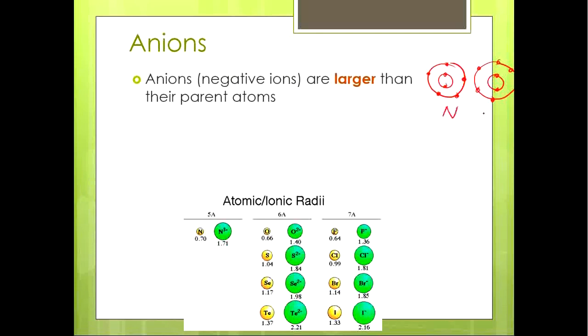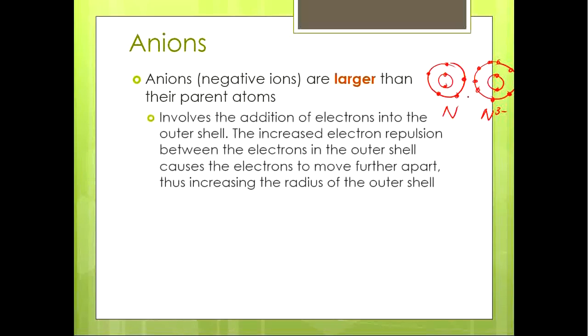Here I drew nitrogen, and this will be the nitrogen ion where it gains 3 more electrons. Now what happens in the ion is that when it gains the 3 electrons, think about what happens between the electrons themselves. Because electrons are negative, they repel each other, so they push each other away just a little bit. And when they push each other, they expand a little bit, and so the size gets bigger.